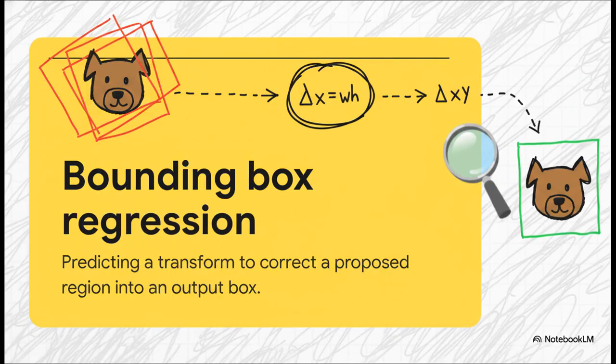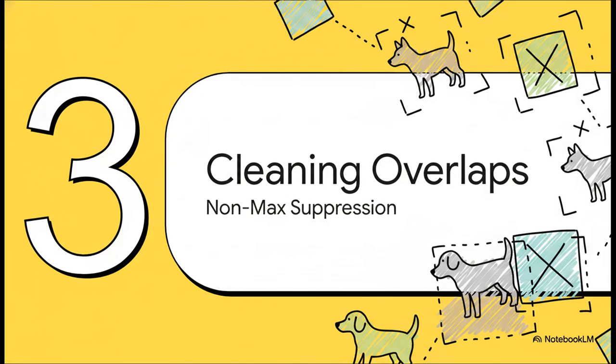Now, what's really interesting about this slide is how we handle those 2,000 narrowed down boxes. Because they were found using those fast rule of thumb heuristics, they're pretty sloppy. They might only cover half a dog. So the AI applies something called bounding box regression. It literally predicts a mathematical transformation, calculating exactly how much to shift the x and y coordinates and how much to stretch the height and width, all to correct that sloppy proposal into a perfectly tight output box right around the object. Next up, Section 3, cleaning up overlaps.